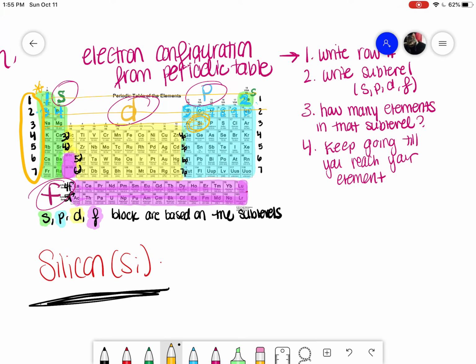And so, starting with hydrogen, we have to write the row number, which is 1. Then we write the sublevel that we're in, which is the letter. So we're in S, and then how many electrons we have to go through to get to the next sublevel, and we keep repeating that until we get to silicon. So for the 1s, we go through hydrogen and helium. That's 2 electrons, and so we're going to write a 2 up there.